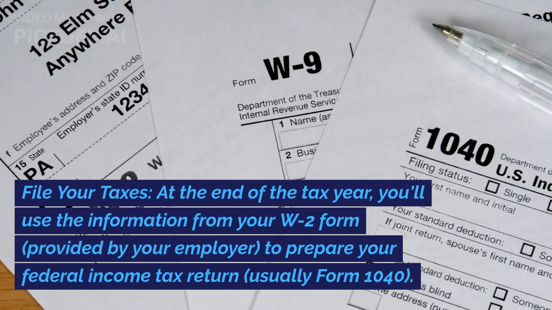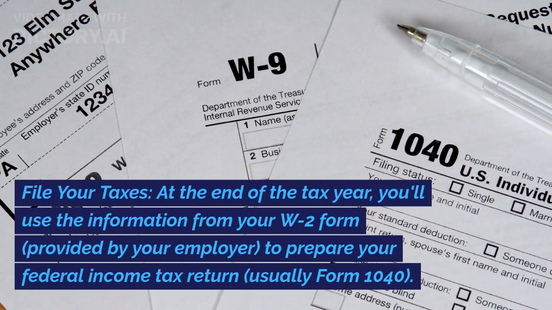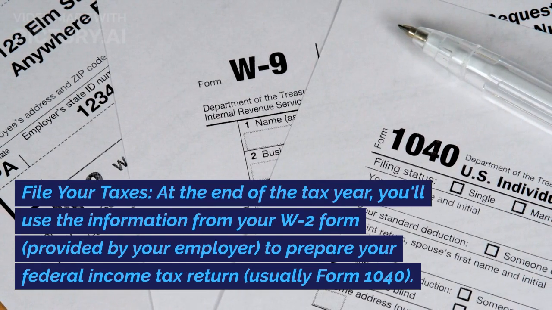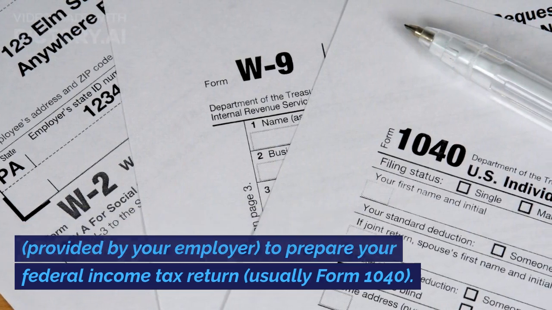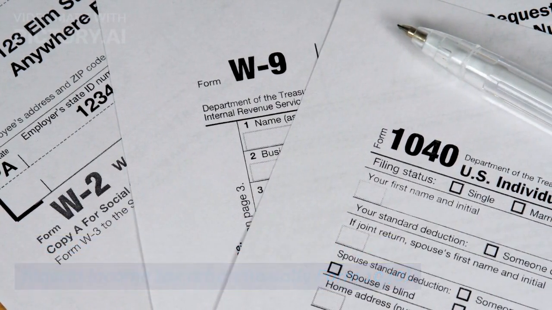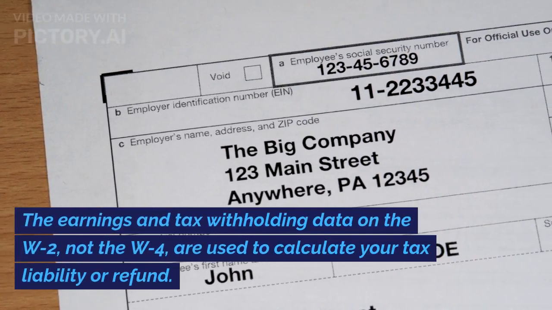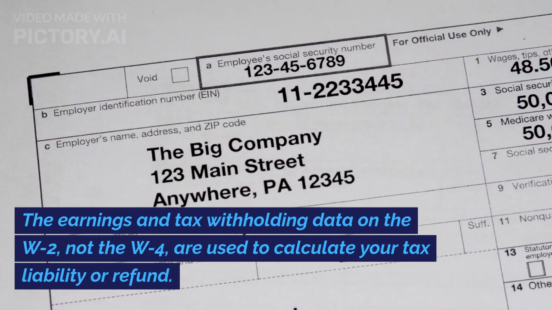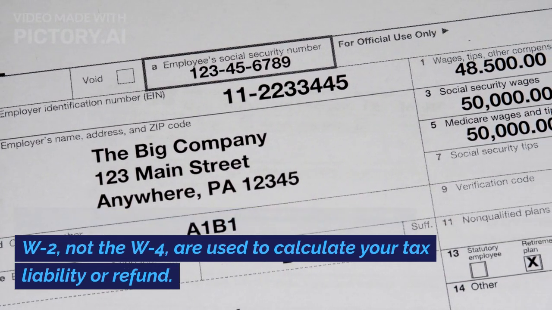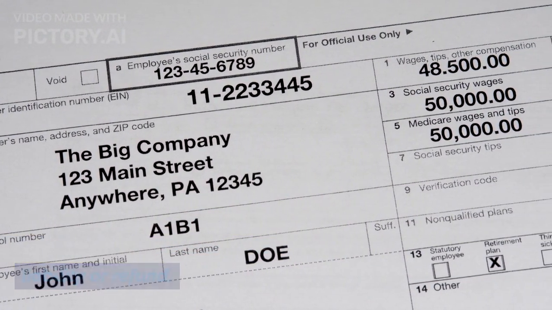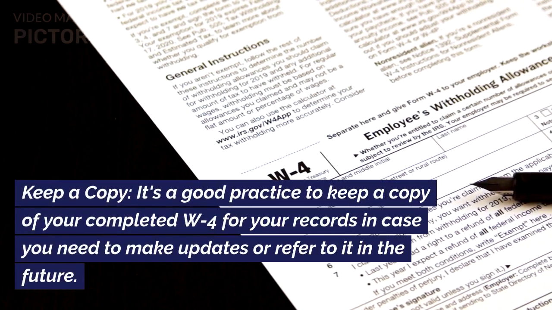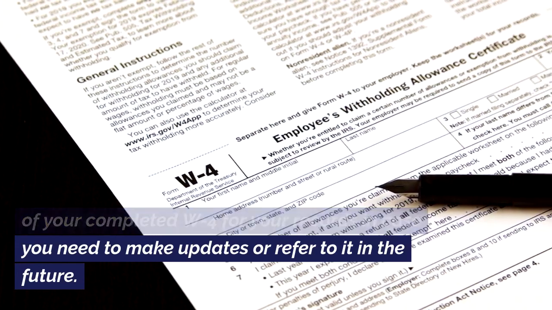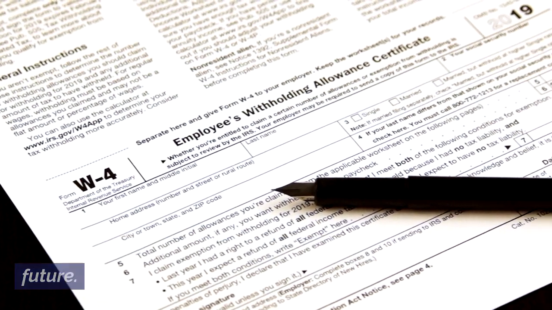File your taxes. At the end of the tax year, you'll use the information from your W-2 form, provided by your employer, to prepare your federal income tax return, usually Form 1040. The earnings and tax withholding data on the W-2, not the W-4, are used to calculate your tax liability or refund. Keep a copy. It's a good practice to keep a copy of your completed W-4 for your records in case you need to make updates or refer to it in the future.